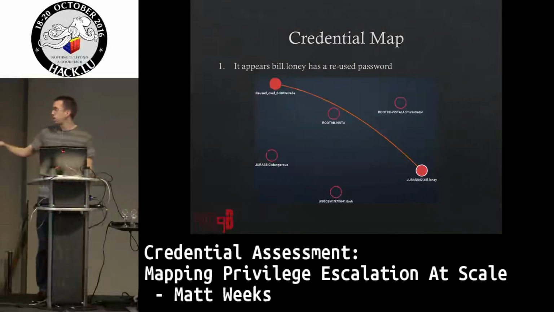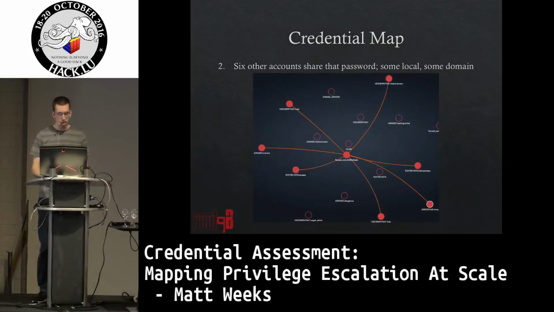So the first thing that we do when we pull this up, after having run a scan and collected all the information, is we see Bill Loney has no rights to anything. So there's no link from him to any of the systems. However, there is a link to a reused credential node, which means he is sharing a password. So who else is sharing that password? Well, in this case, 6 other accounts share the password. And that includes some local accounts and some domain accounts.